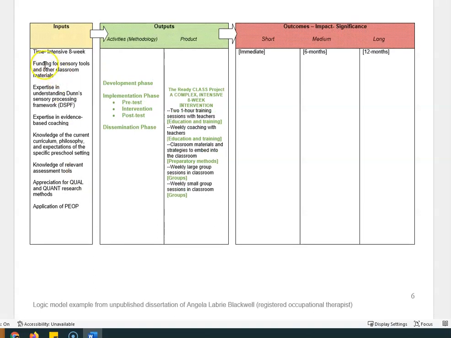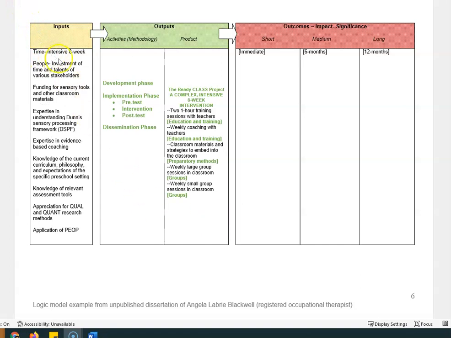Another important aspect that just occurred to me as I was talking this through with you all is people. I had a level 2 fieldwork student working with me. I also needed the teachers to be fully invested with their time and talent. I needed the teacher supervisors to be supportive of this. So people were highly critical to the success of my project. That's another input to consider.